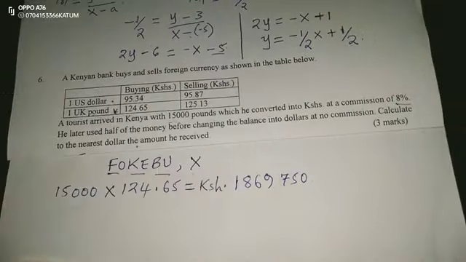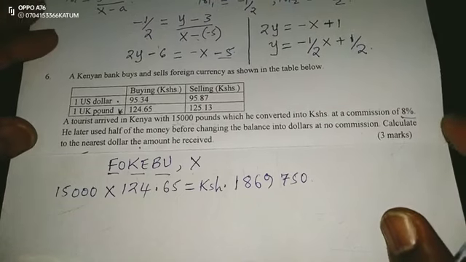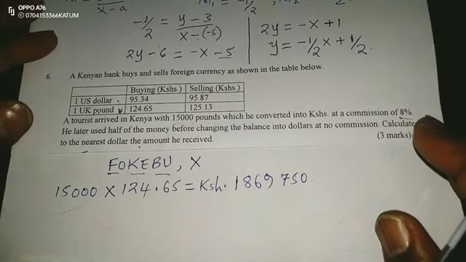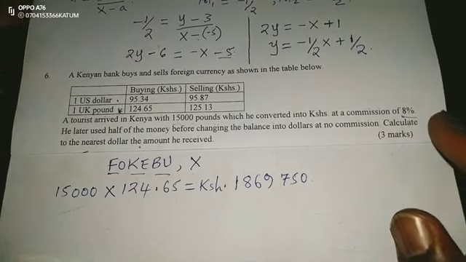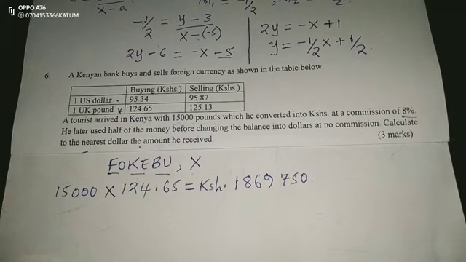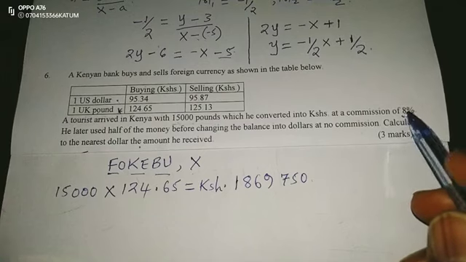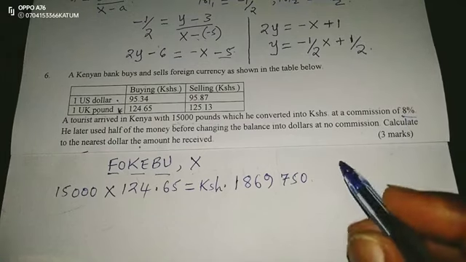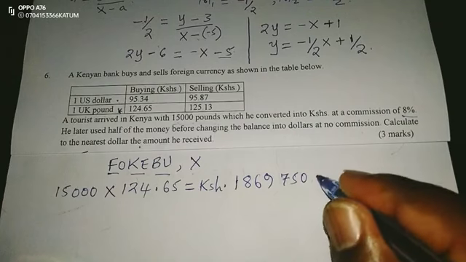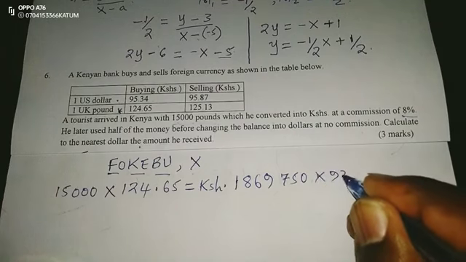Now, after that transaction, this tourist did not pocket all this amount. This was done at a commission. So at a commission of 8%, he paid for this transaction. He paid for the deal to get the money converted. So he was charged a commission of 8%, which means at the end of the day, he was having 92% of this money. So times 92%.